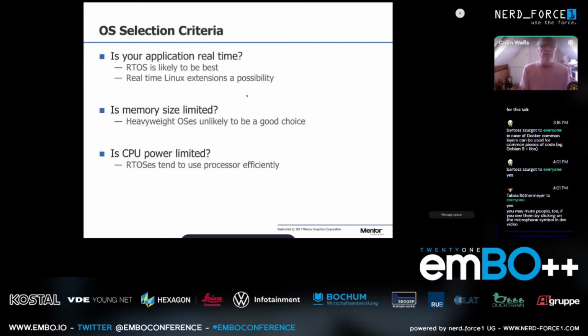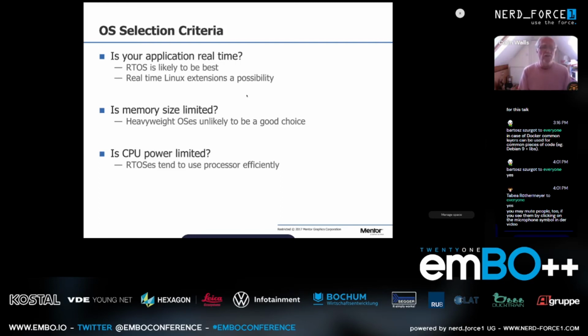So the first question is, is your application real time? Now, real time does not mean fast. Real time means predictable. It means you can predict how long it will take to do something. It will respond in a known way in the time domain. An RTOS is likely to be best if that's the case. Not all applications are real time. You just need to decide whether they are or not. Machine control and stuff like that always would be, whereas if it's very operator centric, it might not be. There are real-time Linux extensions which make Linux something of a possibility, but to be frank, Linux wasn't designed to be real-time, so I'm a little skeptical.